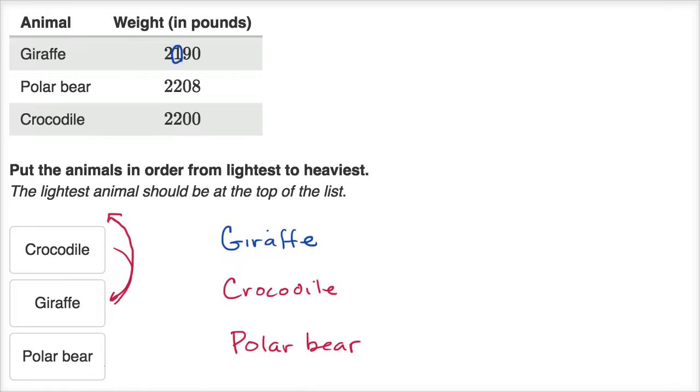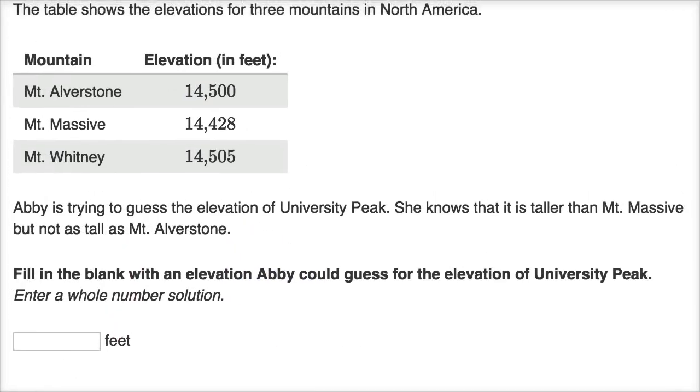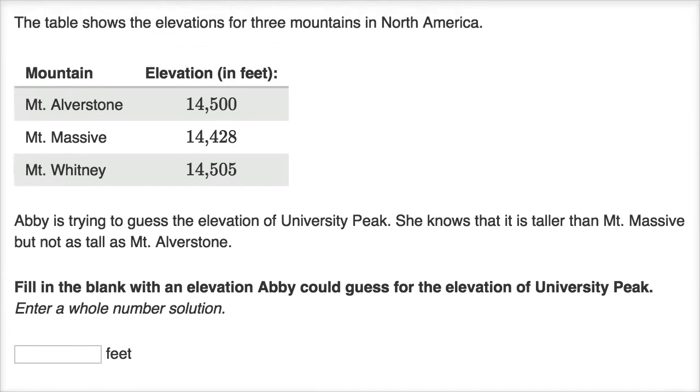Let's do one more. This is a lot of fun. All right. Let me scroll down a little bit. Pause this video now and see if you can solve this. The table shows the elevations for 3 mountains in North America. Abby is trying to guess the elevation of University Peak. She knows that it is taller than Mount Massive, but not as tall as Mount Alverstone. So it is between Mount Alverstone and Mount Massive. So it is right over here.